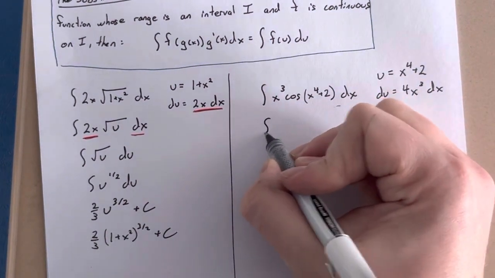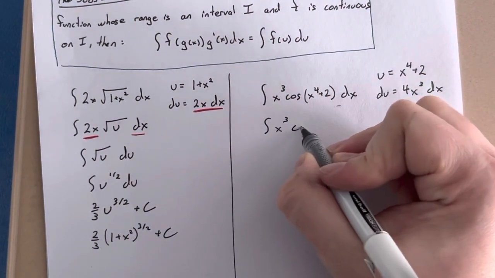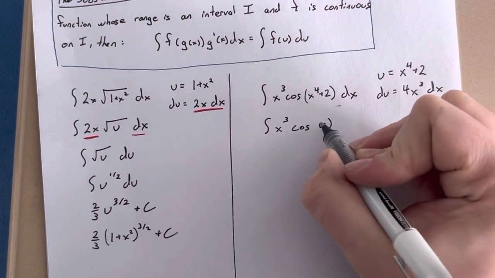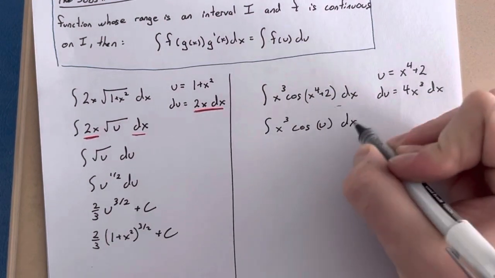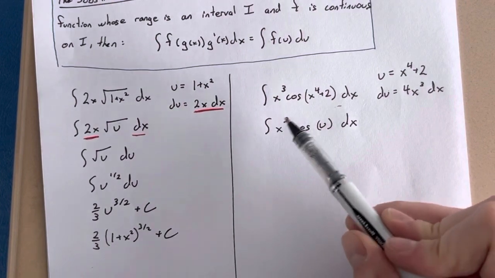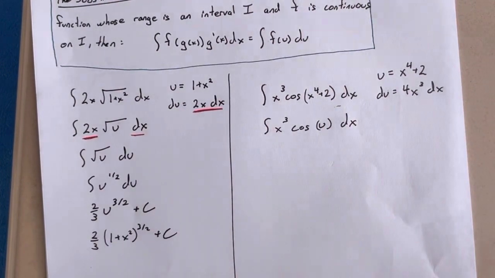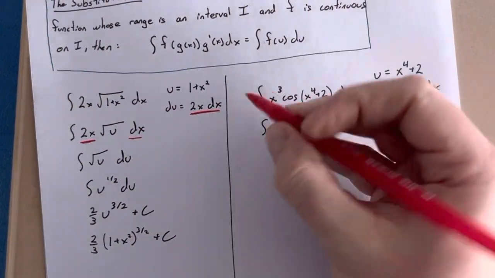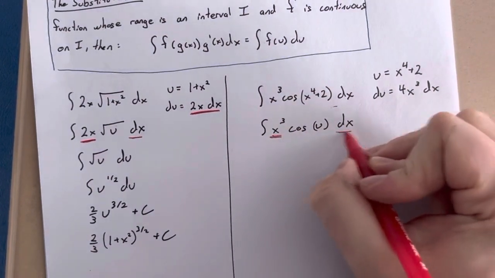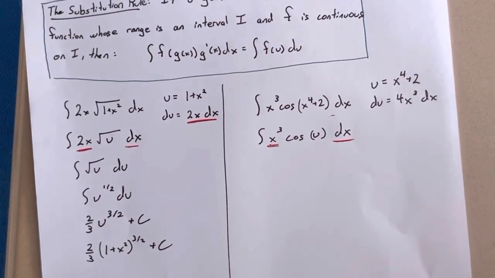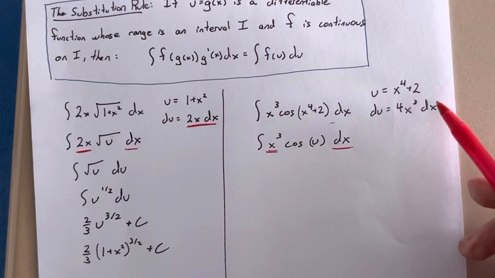So if we're rewriting this, it's x to the 3rd cosine of u dx still. So we need to hopefully get rid of these x's. Notice we have an x to the 3rd and a dx here. But that's not quite what we have over here.